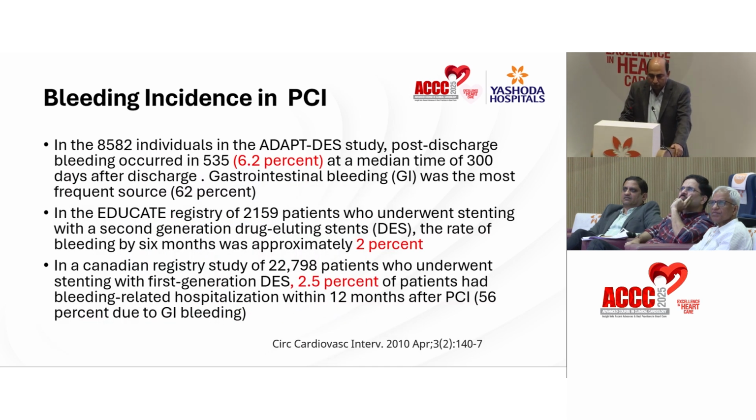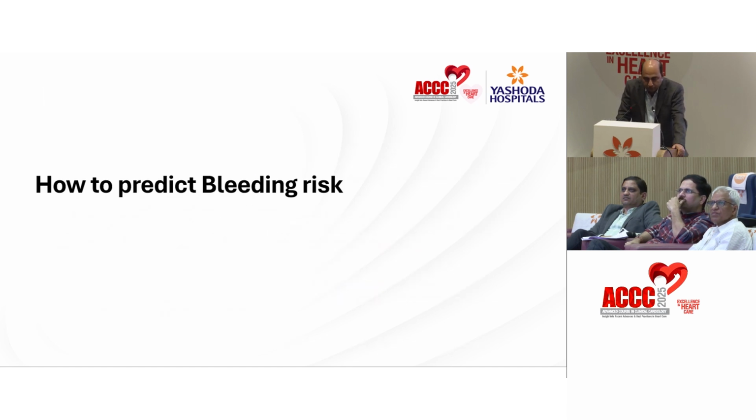So what exactly is the incidence of bleeding when we do PCI? In a general population, when we do PCI, the incidence varies from 2.5 to 6% in various trials. So how do we predict that this patient is going to have high bleeding? Various scores were proposed.